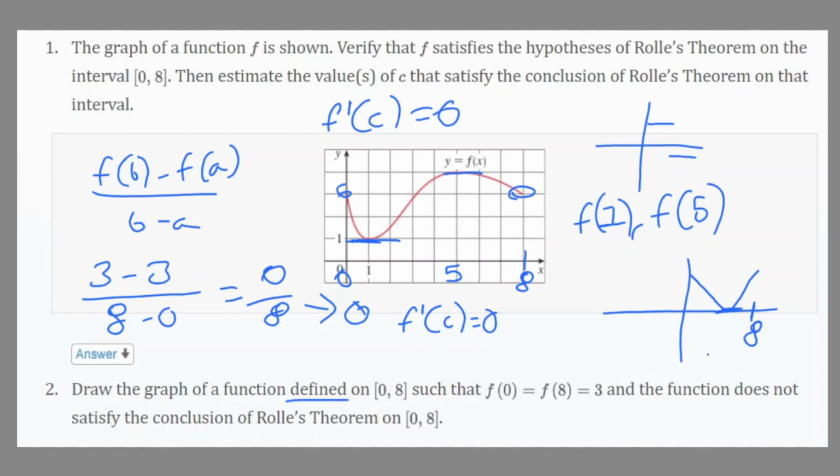So because of the fact that it has a sharp corner there, this does not satisfy Rolle's theorem anymore. Even if you plug the numbers into the equation, it would still work, because f'(c) would still be 0. But because it's not differentiable, it does not satisfy Rolle's theorem.